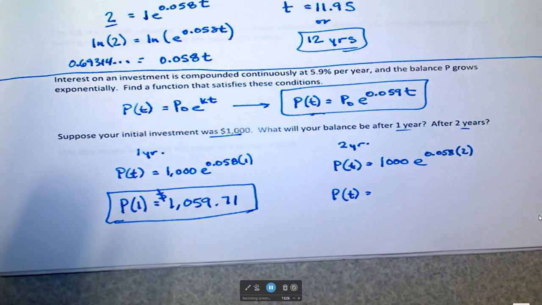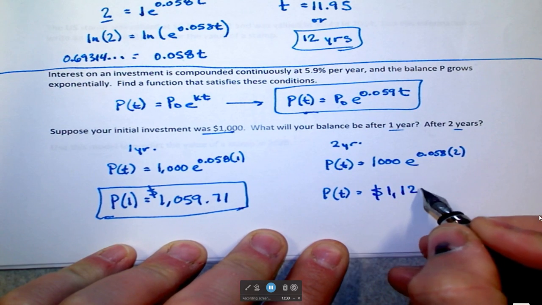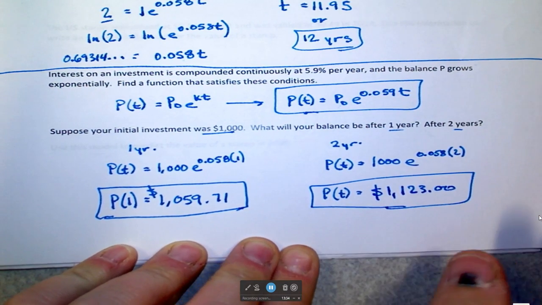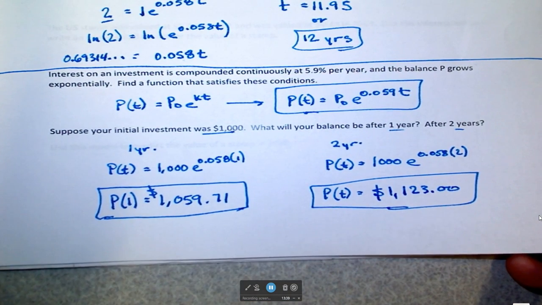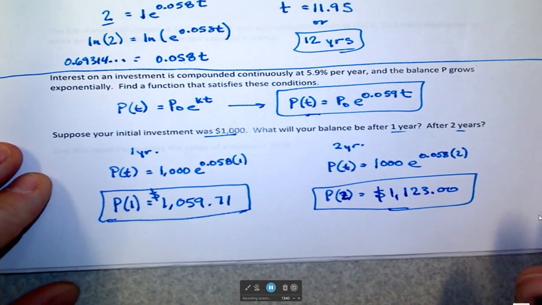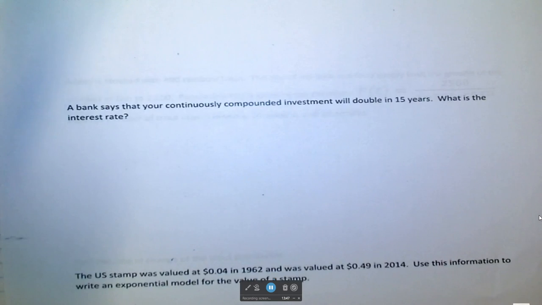This will be $1,123.00. Okay, so there we go. There's our answers to these questions, and that should say P of 2. P of 2. I haven't had enough coffee this morning, obviously. Okay, cool. So then it asks us the next question.